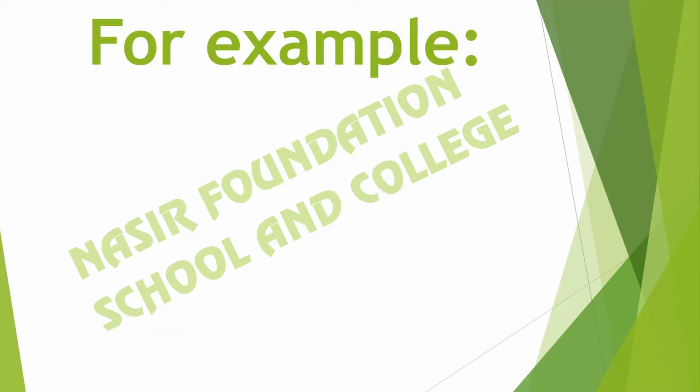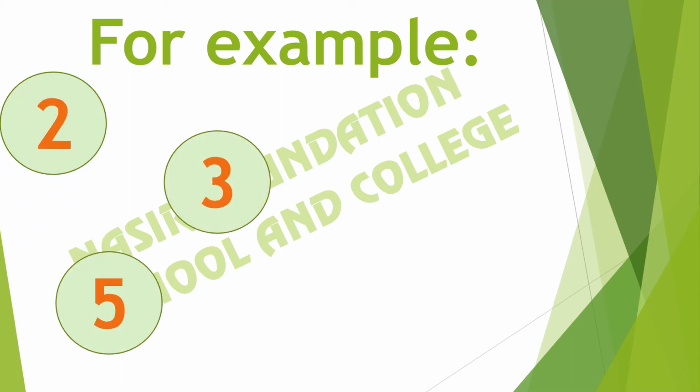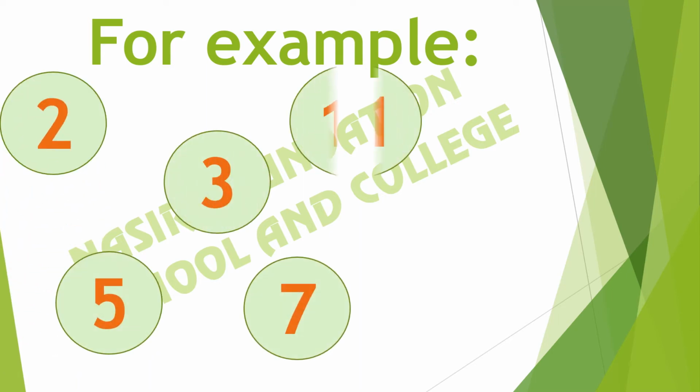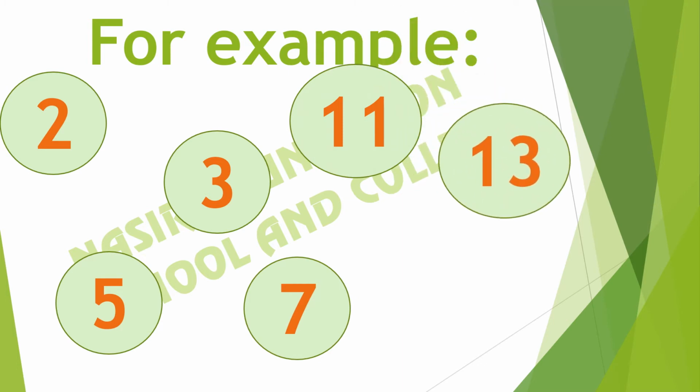Here we have some more examples of prime numbers. 2, 3, 5, 7, 11, 13 and 17. All these numbers are divisible by two numbers only, 1 and the number itself. There are no other factors of these numbers. These are prime numbers.